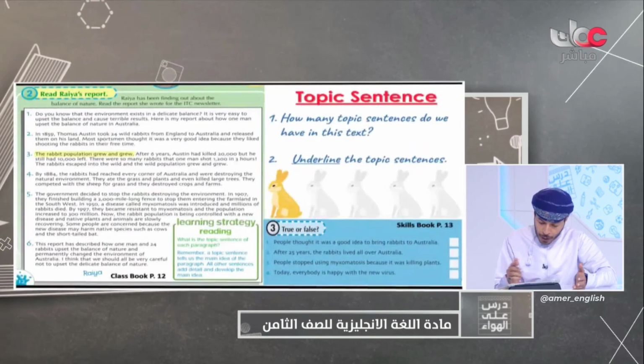Very easy. It depends on the paragraphs. So we have paragraphs from 1 to 6. So how many topic sentences do we have? We have 6 topic sentences.